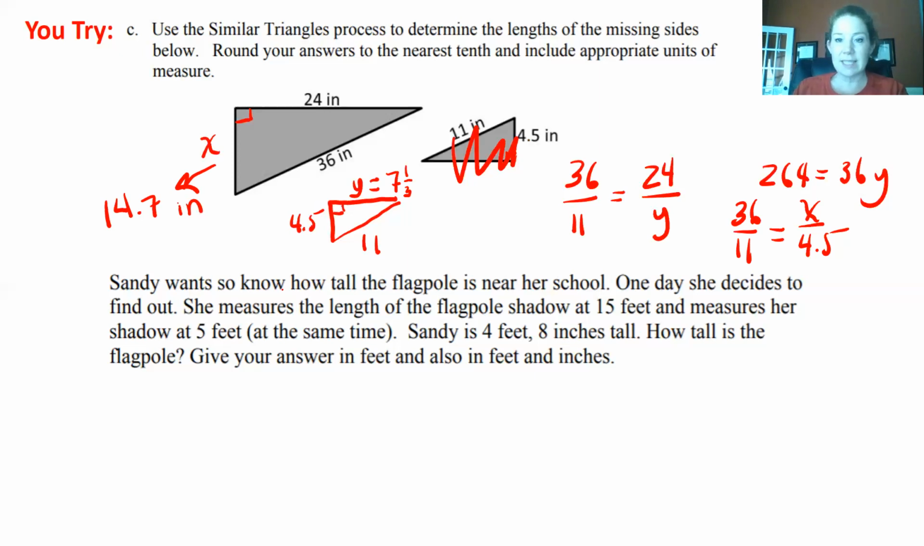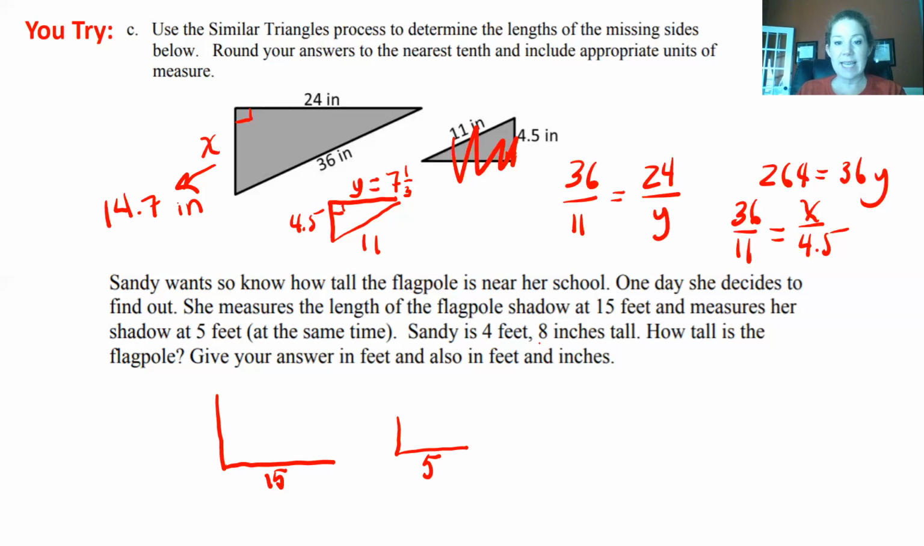And then finally, the application problem. Sandy wants to know how tall the flagpole is near her school. One day she decides to find out. She measures the length of the flagpole shadow. The shadow is 15 feet. So the flagpole is X tall. And then she measures her shadow. Her shadow is 5 feet. Now, how tall is Sandy?